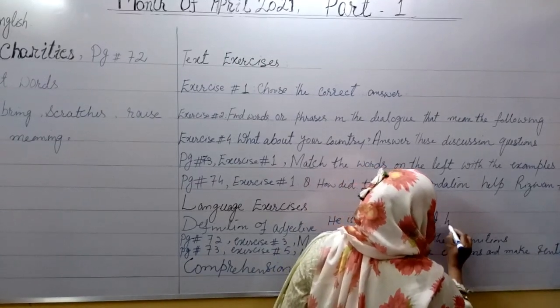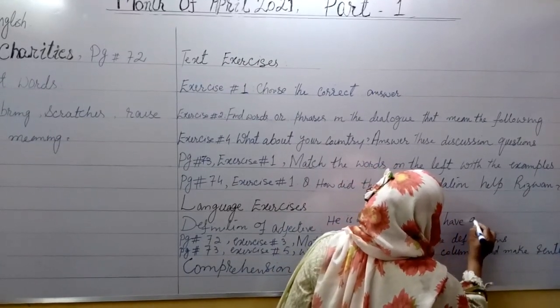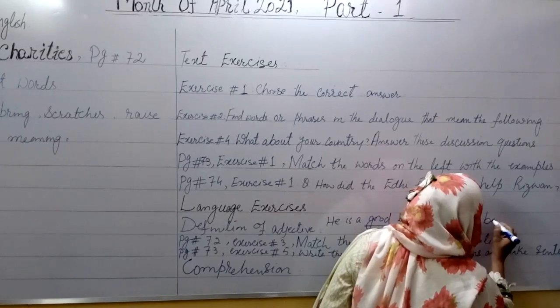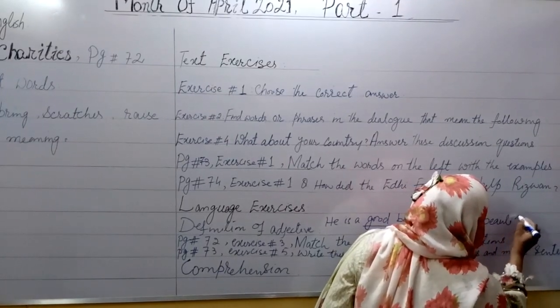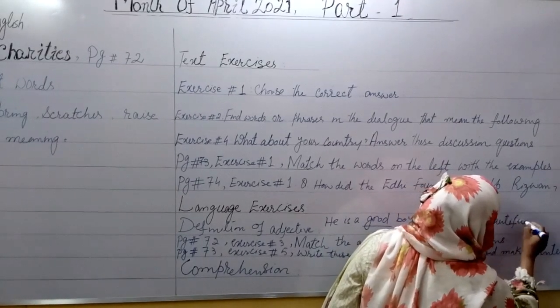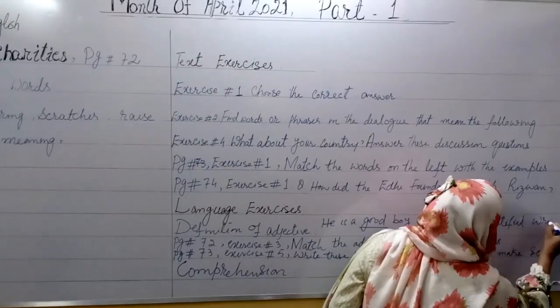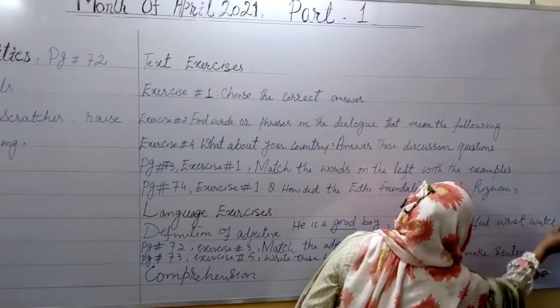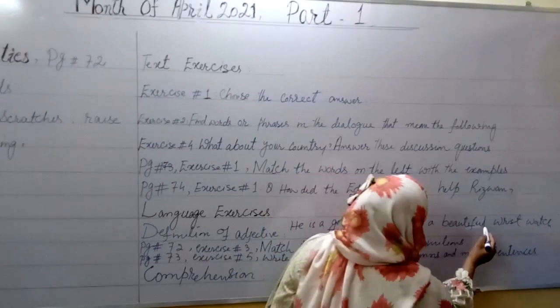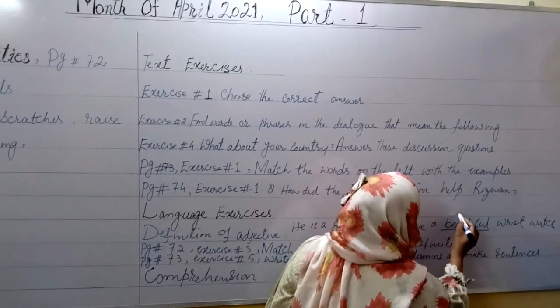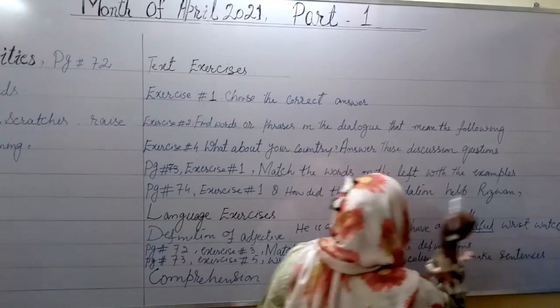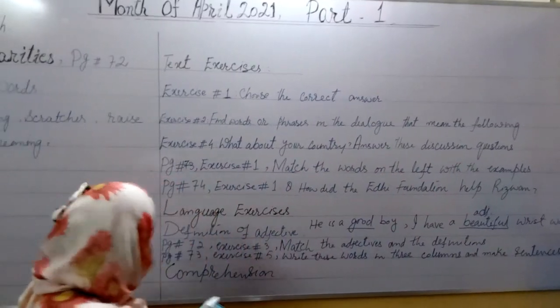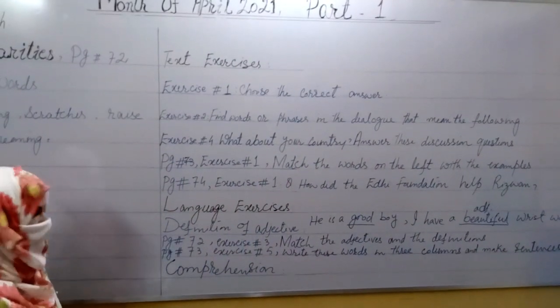I have a beautiful wristwatch. Beautiful wristwatch. This word shows this is an adjective. Okay, beta? Let's move toward the exercises.